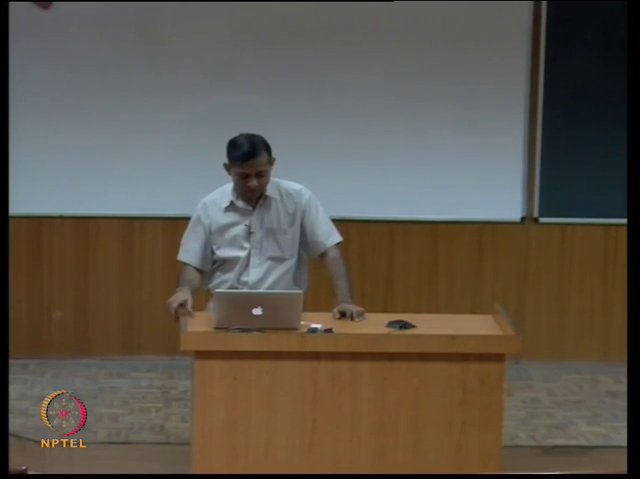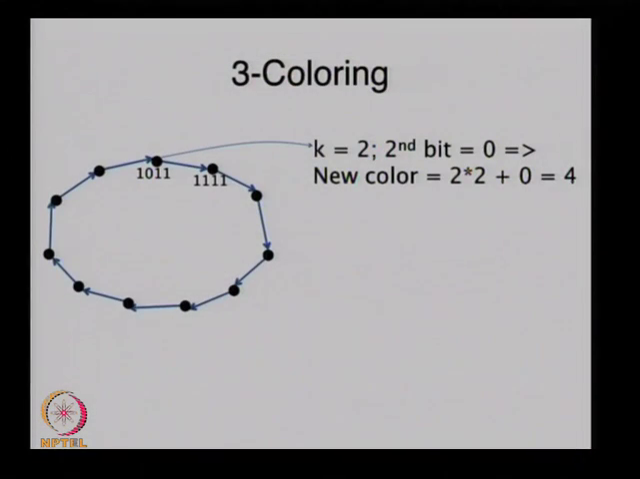So let's look at this. Here are 2 bit patterns, 1011 and 1111. k is equal to 2 because it's the third position where they are different. And so this fellow is going to get, and that bit is 0, so it's going to get twice k plus 0. So its next color is 4, meaning 100.